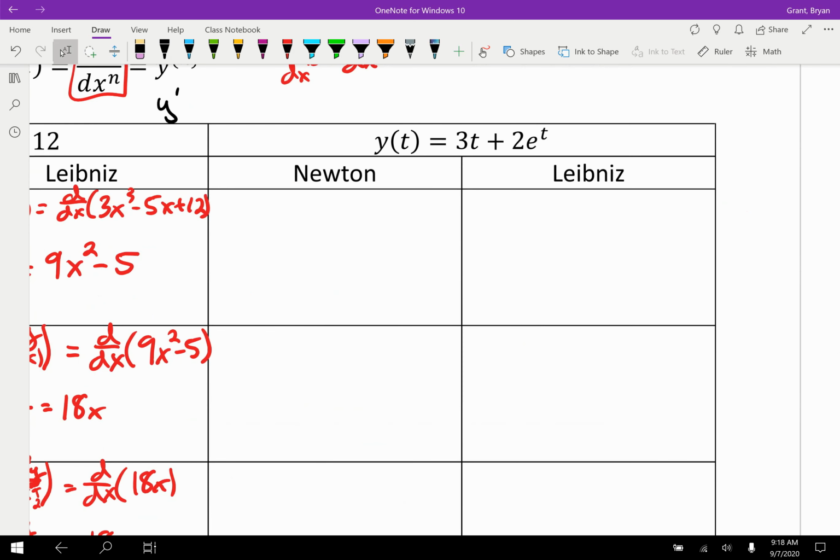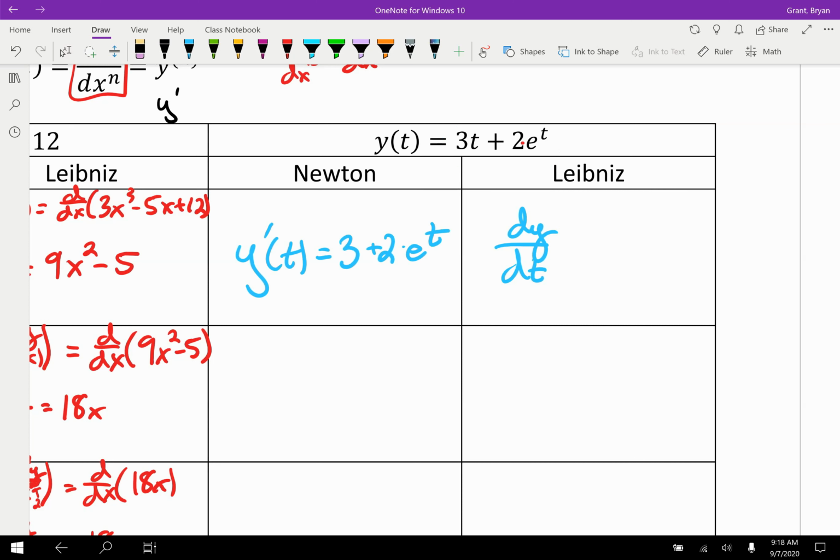We have our Newtonian and Leibniz notation. This time we have this e to the t with a constant in front. Remember, the constant isn't going to change anything. We're going to do this one faster. So, first derivative, y prime of t equals, well, the derivative of 3t is just 3. The 2 is a constant, and the derivative of e to the t, that's the easiest derivative ever because it's itself. It's the coolest function. Don't forget it.